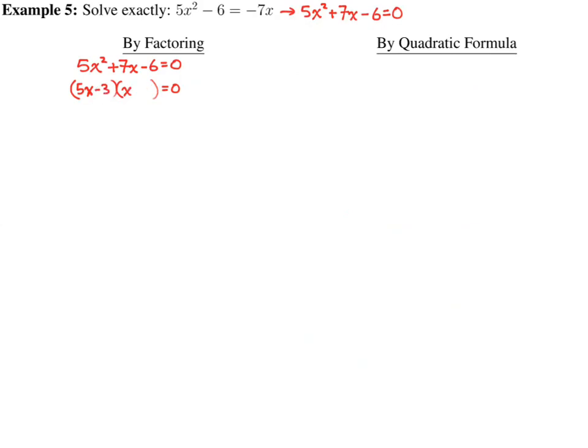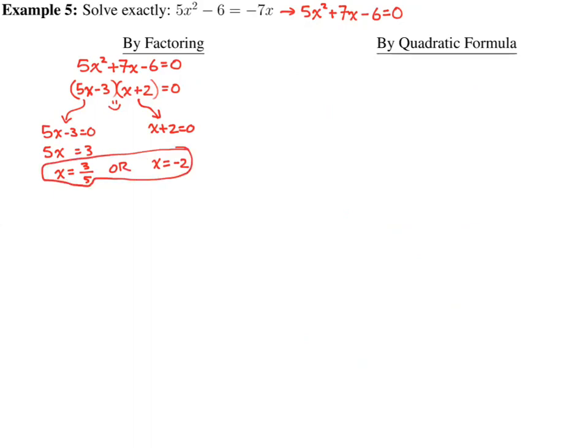So just change the signs on them. Negative 3 plus 2. And we have plus 10 minus... Hey, positive 7. Winner, winner, factoring dinner. So 5x minus 3 equals 0, or x plus 2 equals 0. All right. Two little baby equations to solve. So 5x equals 3, so x equals 3/5. And x equals negative 2.